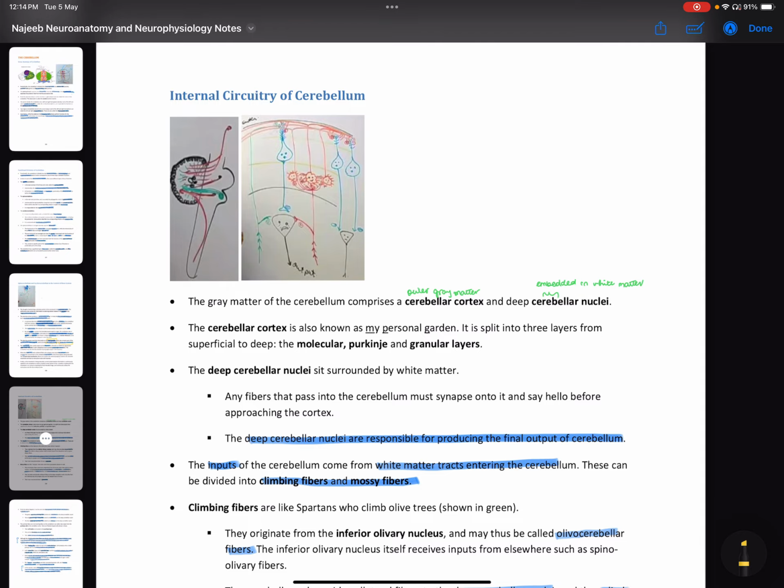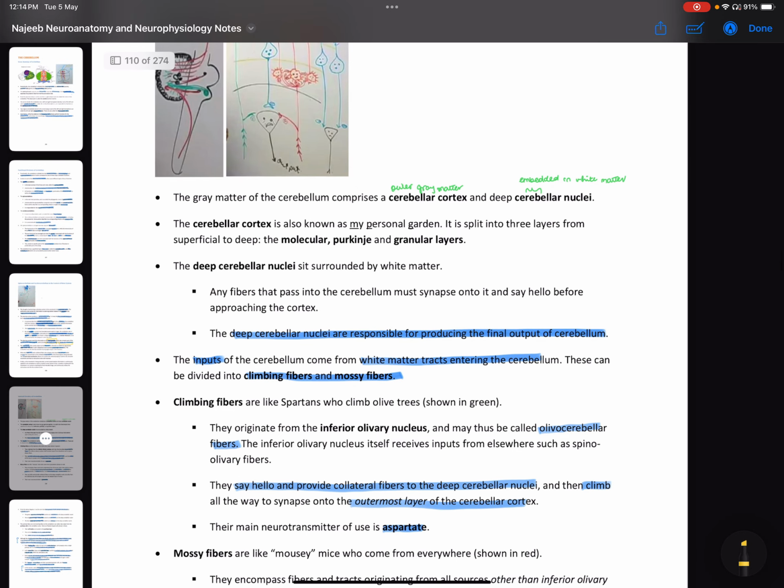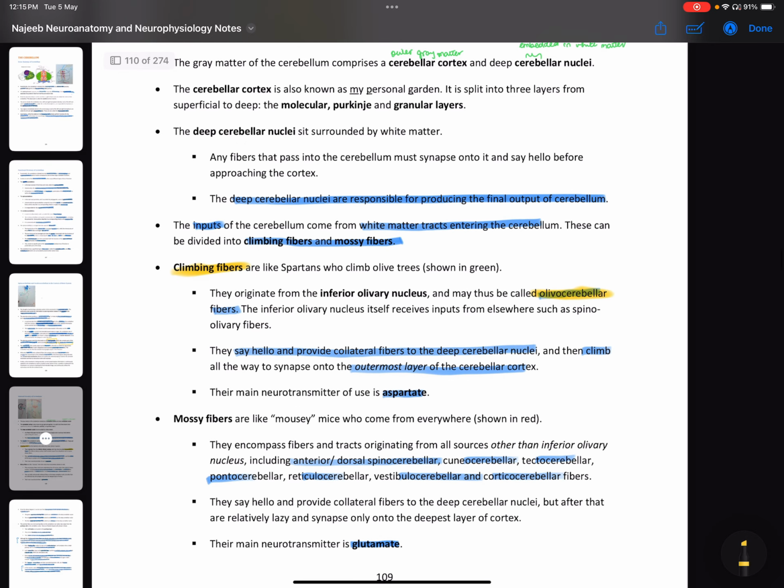Climbing fibers are like Spartans who climb olive trees. They originate from the inferior olivary nucleus and thus may be called olivocerebellar fibers. The inferior olivary nucleus itself receives inputs from elsewhere, such as spino-olivary fibers. They say hello and provide collateral fibers to the deep cerebellar nuclei. So obviously you have to say hello to the deep cerebellar nuclei and then climb all the way to synapse under the outermost layer of the cerebellar cortex. Their main neurotransmitter is aspartate, that we know.